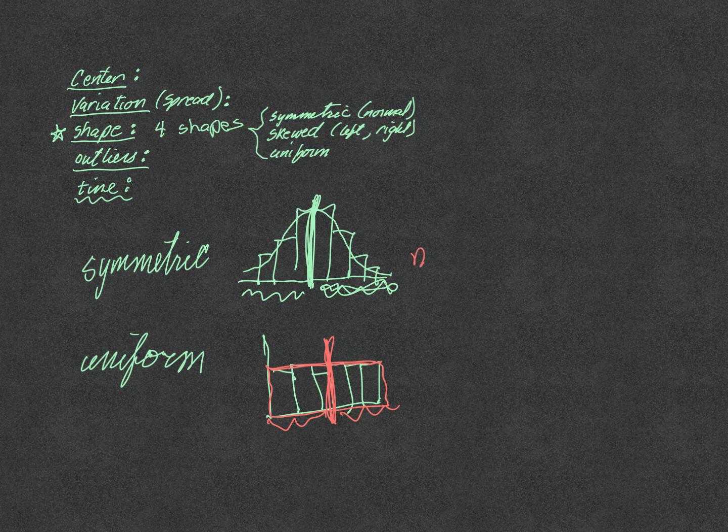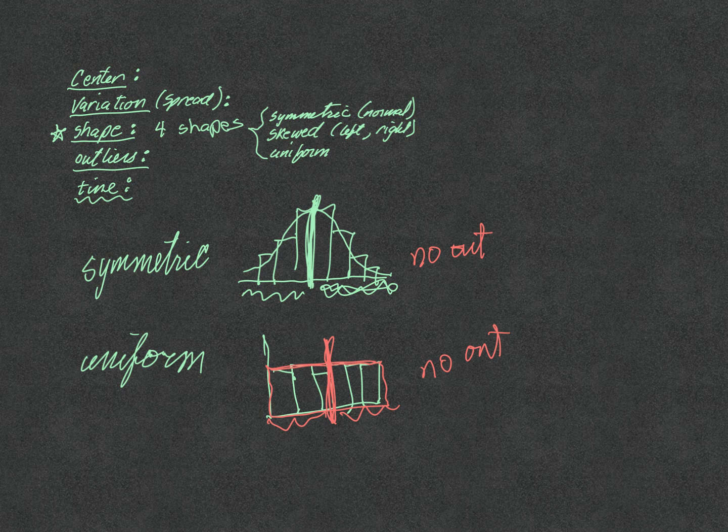Both of these have no outliers. No outliers. Because we don't see anything unusual with the shape. The spread's fairly equal on both sides. Okay? And so that really helps us with uniform.